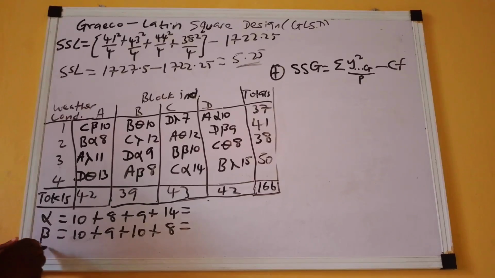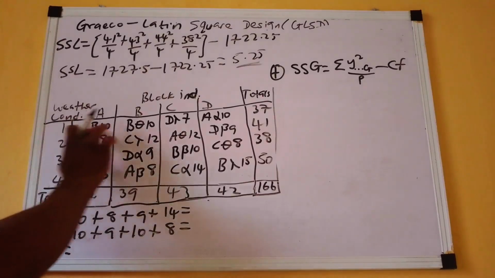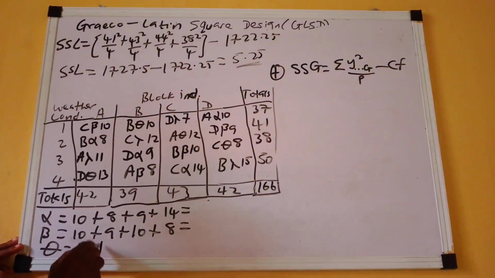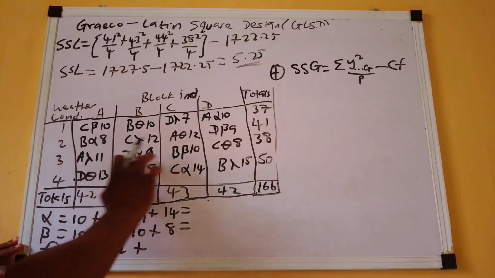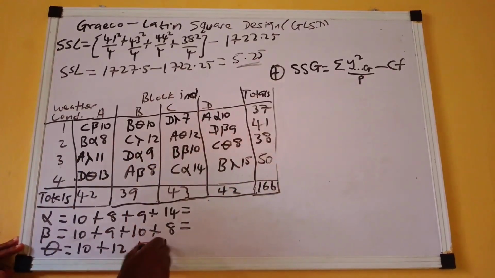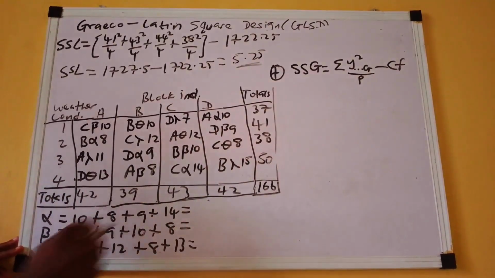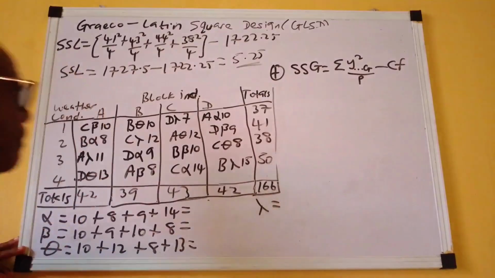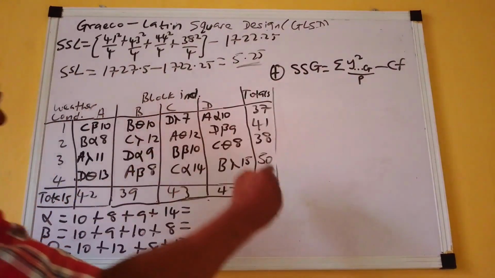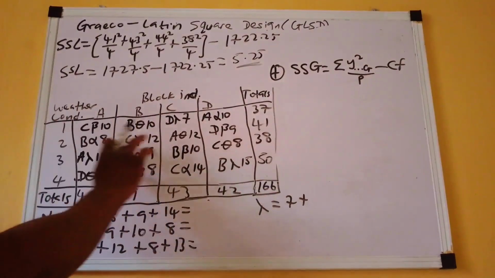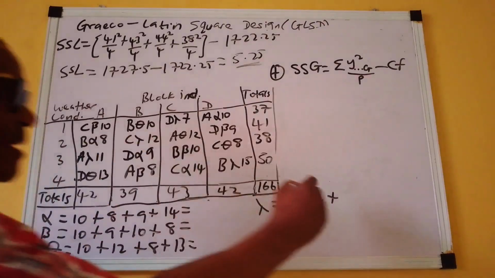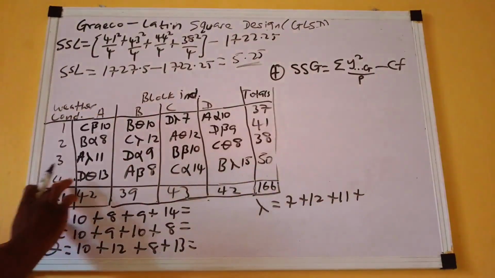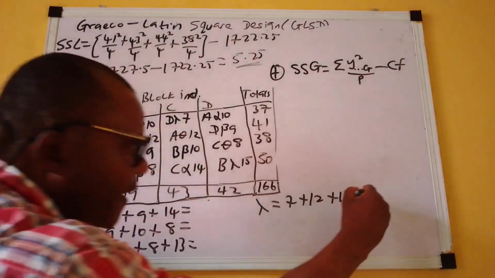Then now we are looking at theta. For the first row theta is 10, the second row theta is 12, then the third row theta is 8, then the fourth row theta is 13, then the last one is lambda. Lambda, for the first row lambda is 7, then the second row lambda is 12, then the third row lambda is 11, then the fourth row lambda is 15.